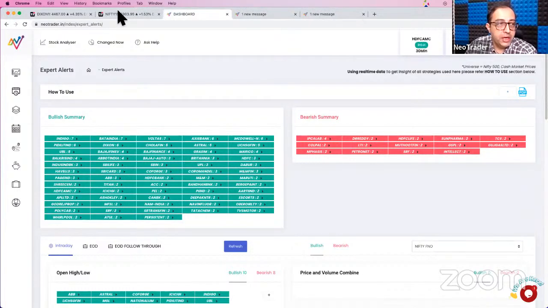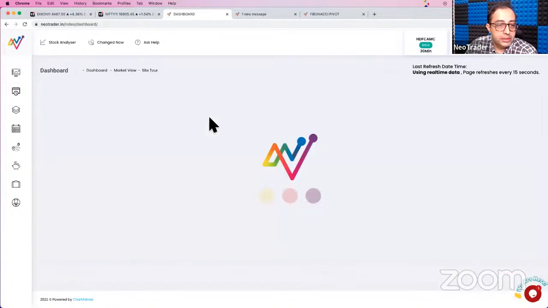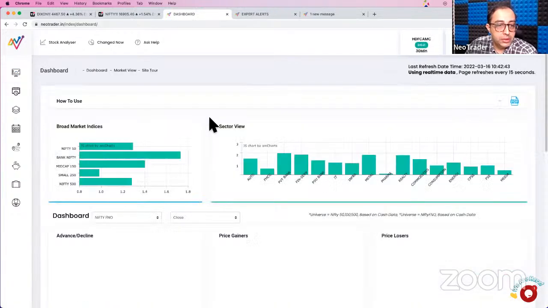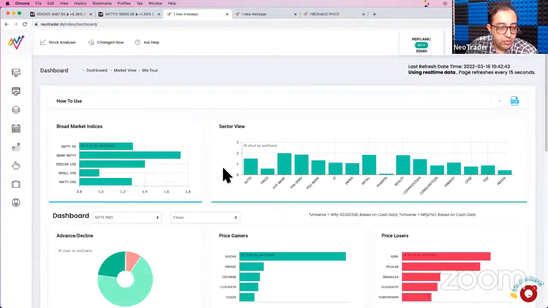Now you can see that markets are moving, markets are tentative, it doesn't matter. All you have to do is go to the dashboard and find out which are the stocks that are moving. Voltas is already on the move. You can see here the top 5 gainers.